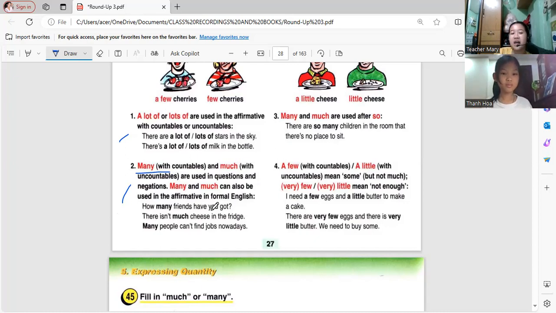So she is, or he is asking how many. So it is countable, okay? So she will count how many friends she has. How about you, Tan? How many friends have you got, I mean? Two. Two friends. All right, so that is how you use many.